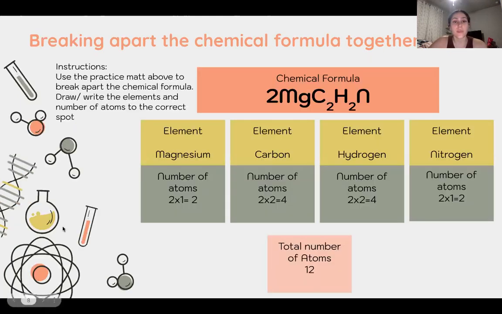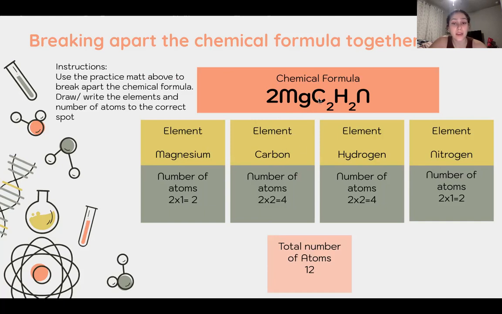Here is a chemical breakdown that I would like to work with you guys. It is just like we just did, except it's in a different format. So this is our chemical formula up here. Each is an element with a capital letter. So we have magnesium, carbon, hydrogen, and nitrogen. Just looking at magnesium, which is Mg, we have to find the subscript, which is 1, but it also has a coefficient. So we have to do 2 times 1 equals a total of 2.